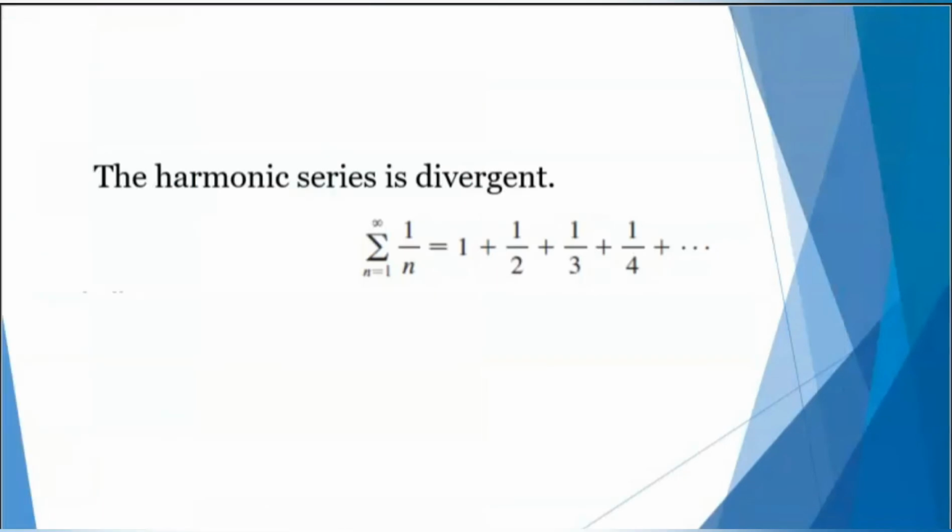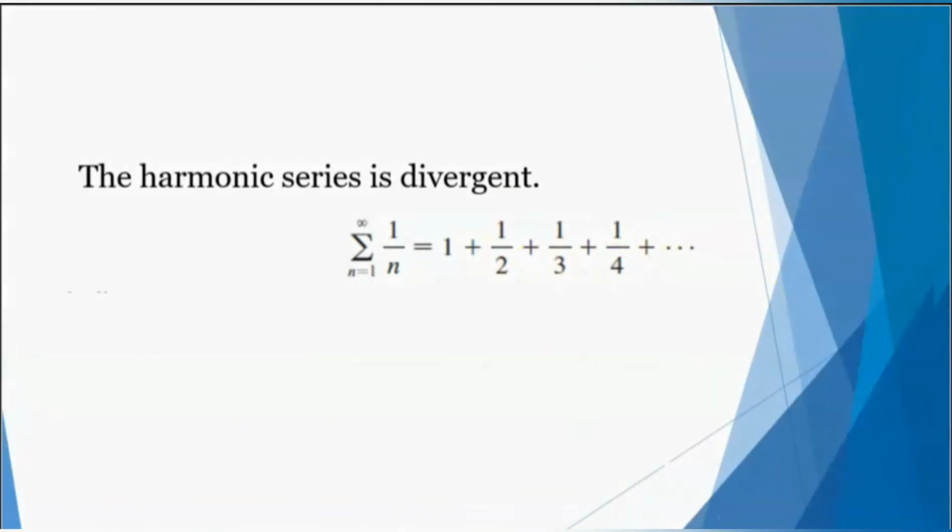Next, we have the harmonic series. Harmonic series is divergent. And what is its structure? As defined, the harmonic series is the summation of 1 divided by n from 1 to infinity. So you can see here the sum as 1 plus 1/2 plus 1/3 plus 1/4 and so on.